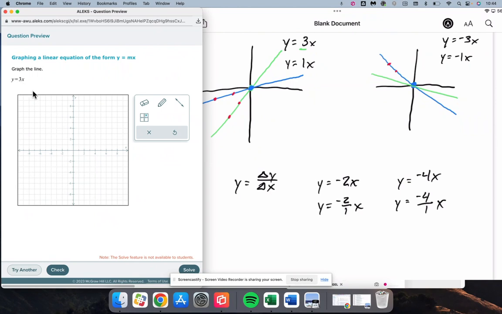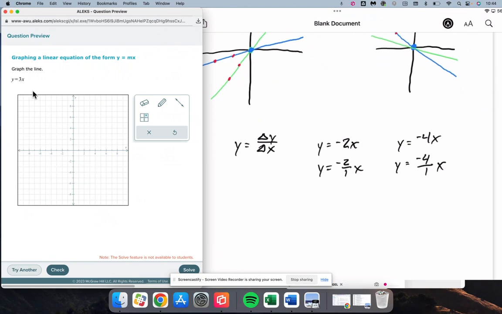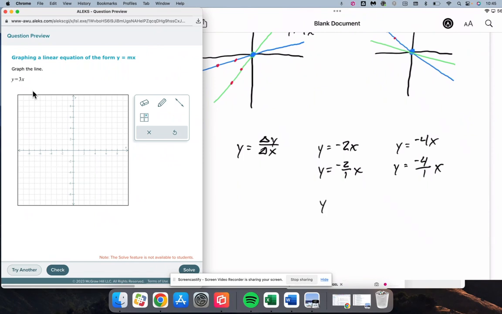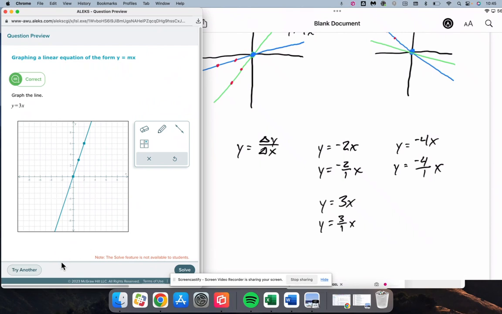So y equals 3x. As a fraction, we see y equals 3/1 x. So starting at the origin again, this time we're going to go up 3 because it's a positive slope. So up 3 to the right 1. From that point, up 3 to the right 1. Okay, and we'll do 1 more.